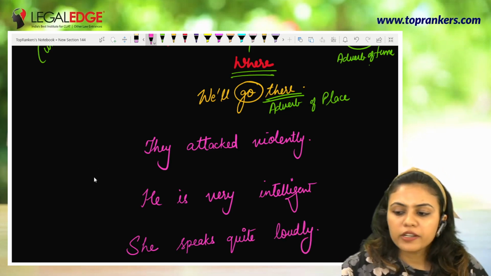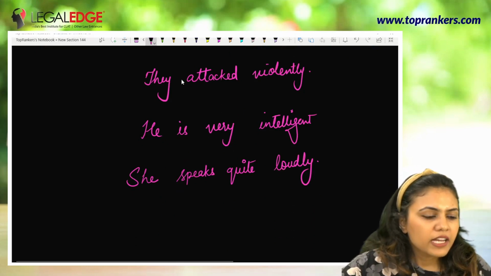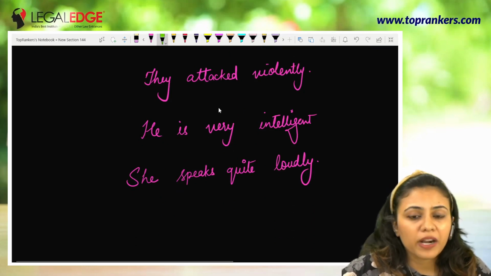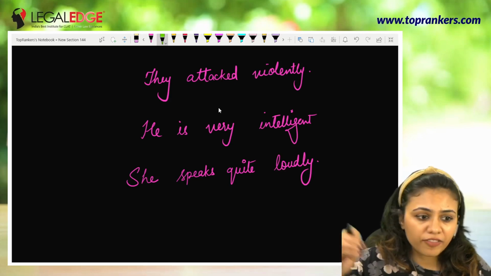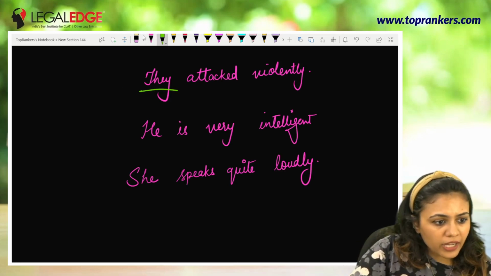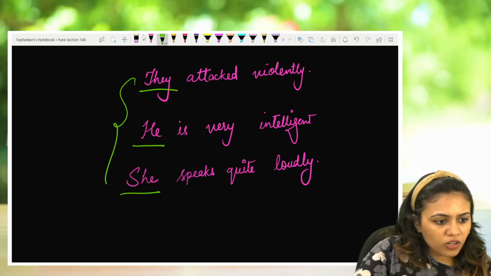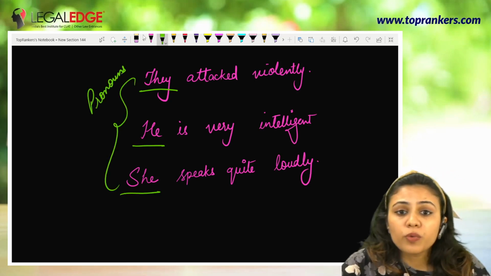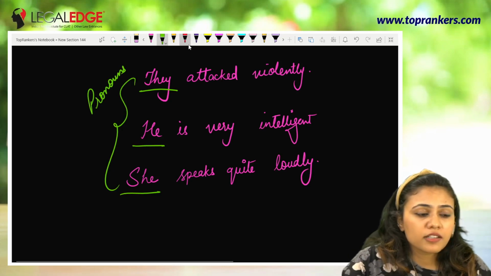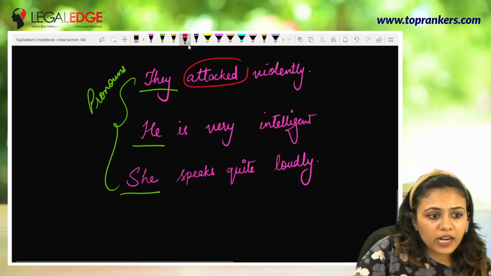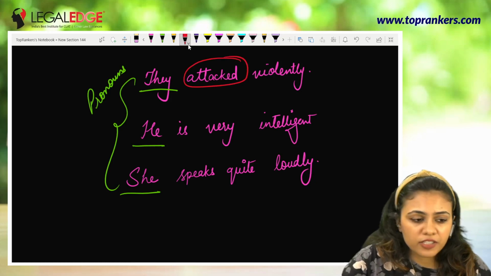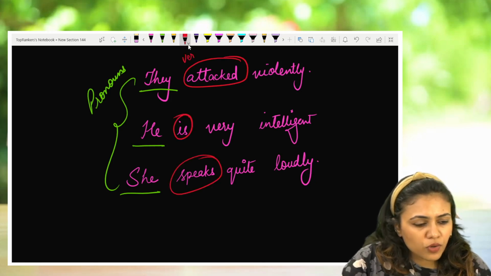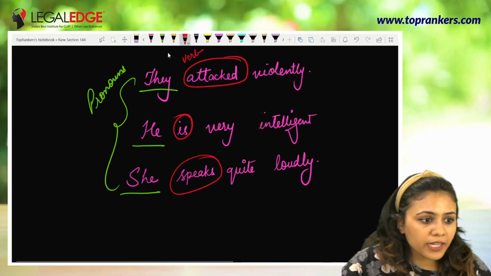Okay, so here are the three examples. Now, if we look closely, let's try to separate them on the basis of the part of speech they fit into. So when I talk about they, he, and she, all of these are pronouns, right? And if I ask you what are the verbs in these cases, I hope you understand attacked is the verb in the first case, is the verb, speaks is the verb. So all of these are verbs, right?